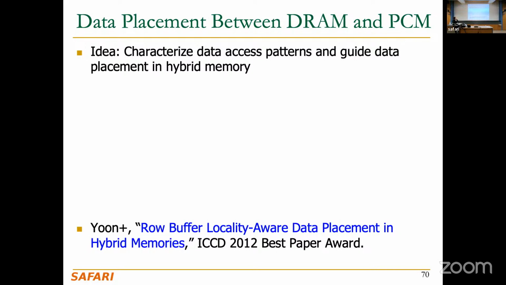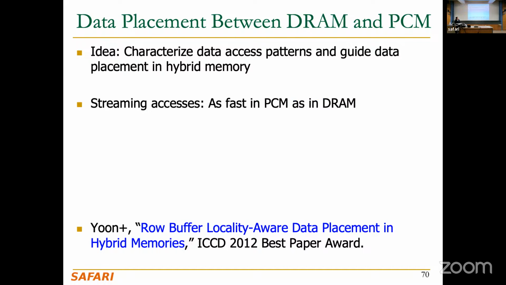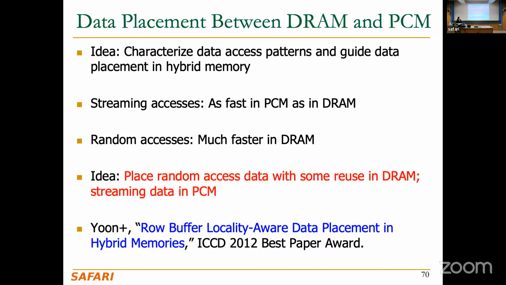And so here's the idea that we can characterize the data access patterns and guide the data placement in the hybrid memory when we run a program. For example, the stream access doesn't make too much difference between the PCM and the DRAM, so we can use both. And the random access is on the other side, since it's much faster in DRAM, but it's slower in the PCM. So the key idea is I want to place the random access data with some reuse in the DRAM and the streaming data in PCM.